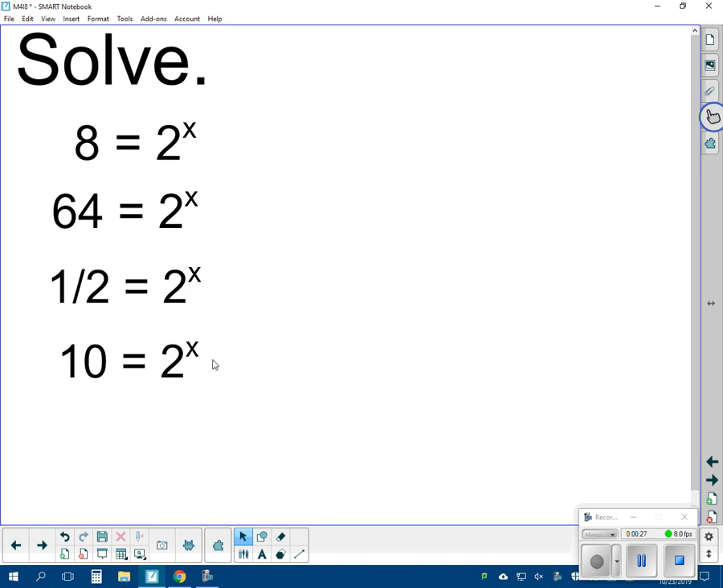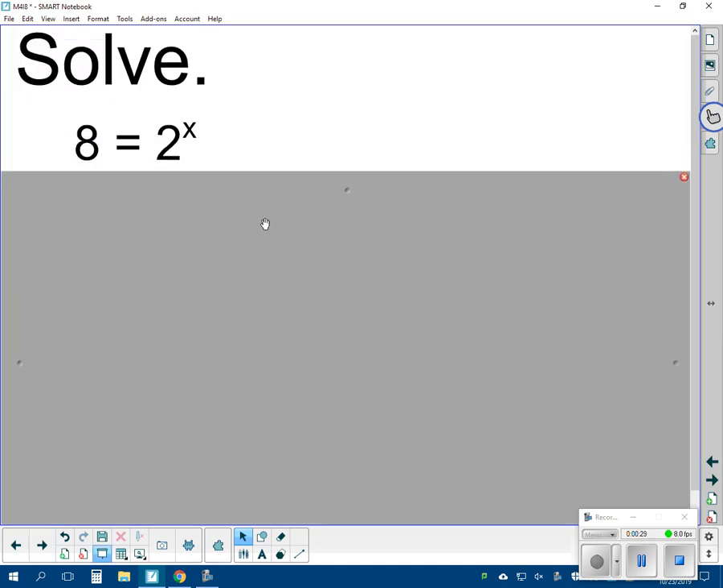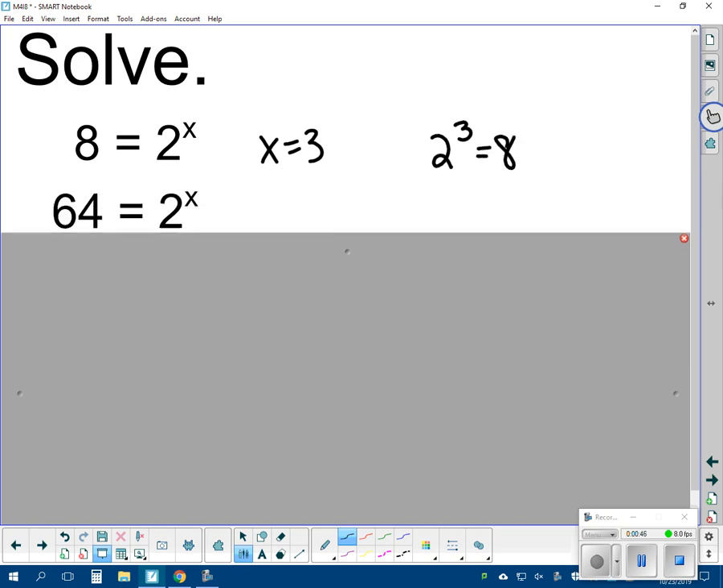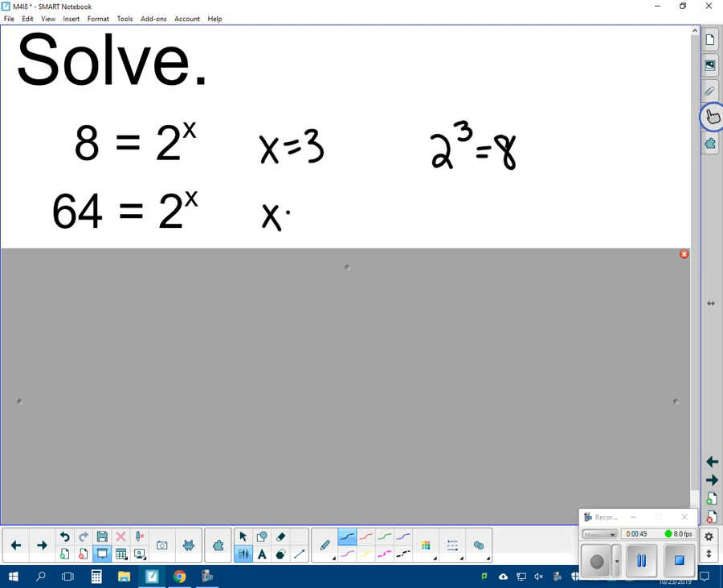Okay, similar to your pre-class assignment from last night, maybe even easier. What number, if I ask you to solve for x, what number would x be? Sure, x has to equal 3 because 2 to the third power equals 8. What would x be here? 6, because 2 to the 6th power equals 64.